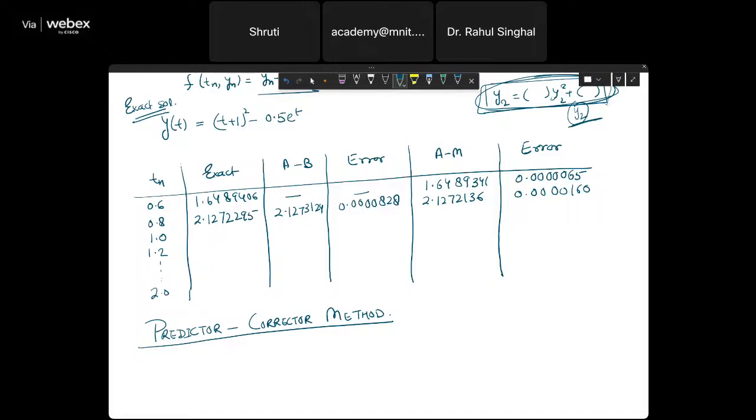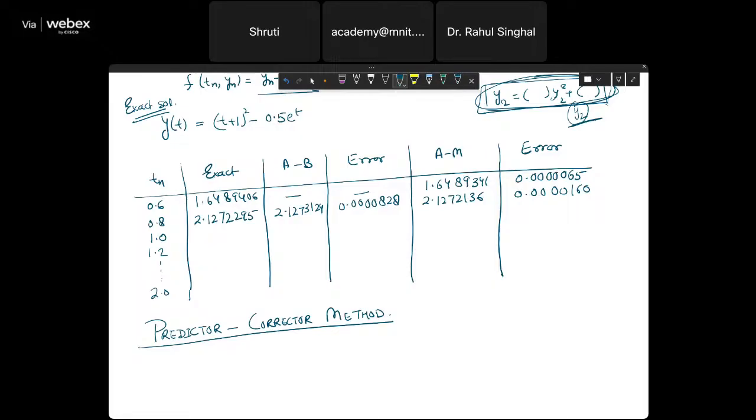So what actually happens is that implicit methods, as we have discussed, we generally don't use directly for solving the problems. Instead, we use them to improve the approximations which we obtain by using the explicit methods. In this way, we are using a combination of explicit and implicit methods, and this combination is known as the predictor corrector method.